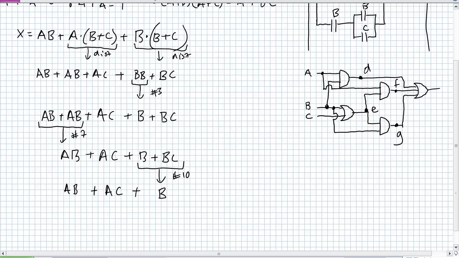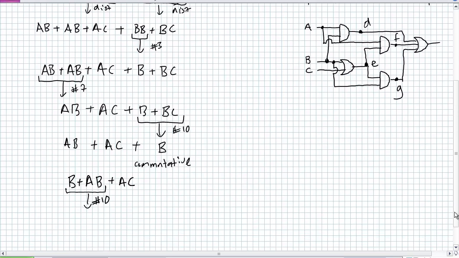Well, we've used the distributive property. Maybe we could use the commutative property to swap this around and see if you recognize a pattern. I'm going to remind myself what I'm doing: commutative, rearrange. What if I swap that B over there? So I do a commutative rearrangement of the whole thing: B OR A AND B OR AC. Doesn't this look like another occurrence of rule 10? And what does that simplify to? That's going to be B OR AC.